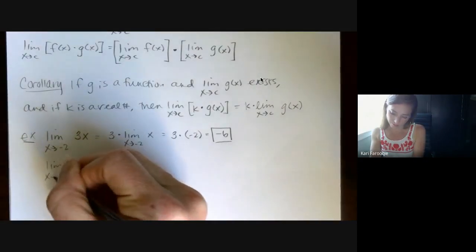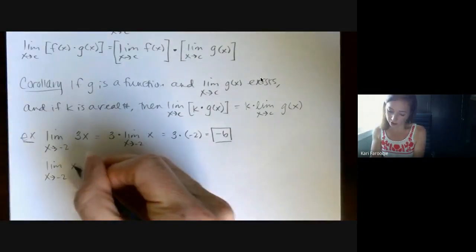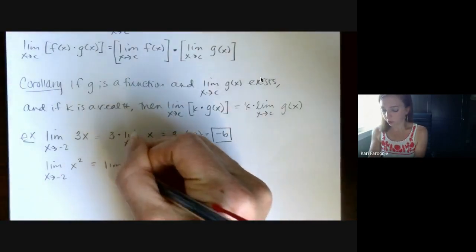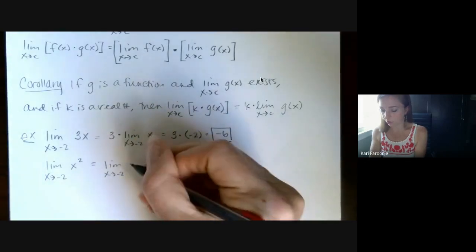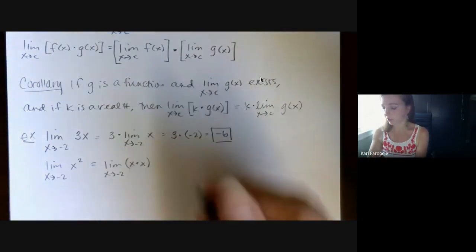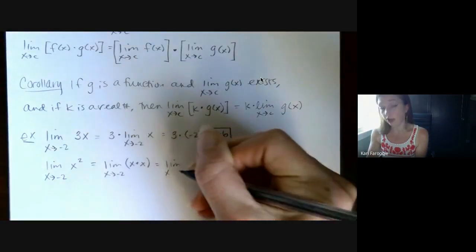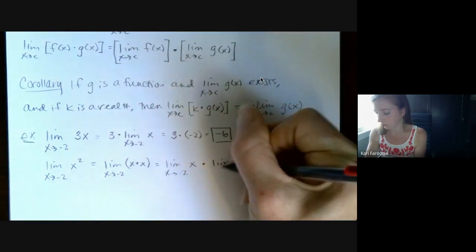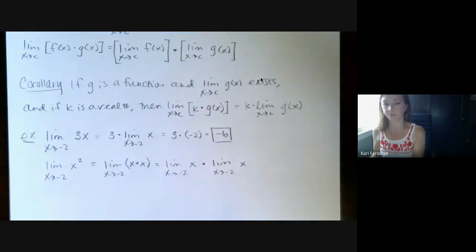And then, for the product of functions, maybe consider something like x squared. I haven't given you a theorem for how to deal with a polynomial function yet. I will in a few minutes. But for right now, we can use the limit of a product. The way we would do that is by breaking up x squared into x times x. And now you have the limit of a product of two functions of x. And that means that you could change the limit of a product to the product of the limits. Like that.